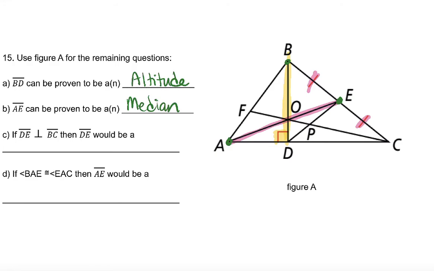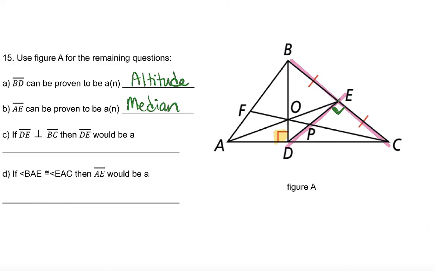Part C has us adding some information. So I'm going to go ahead and erase some markings that I have on here and focus really good on what they're giving us. They are saying that DE, which is here, is perpendicular to BC. That means that we would have a right angle marking here that was not in the original picture.